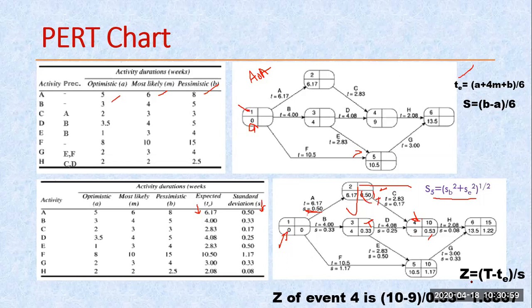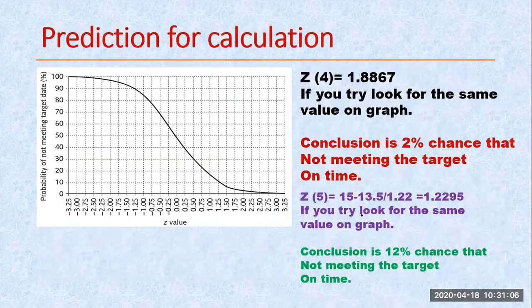This value is known as my Z value. What is the meaning of this Z value? This value I have to check on the graph, and this is the graph. As in my previous slide, you had seen this is my Z value. Now let's see this graph. What is given in this graph? Here is the probability of not meeting the target. The sentence is written in negative, not meeting the target.